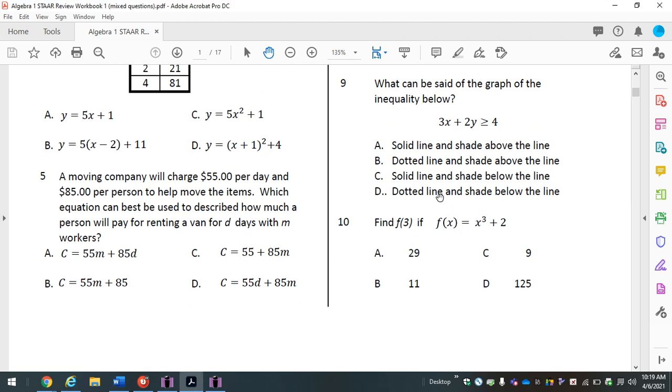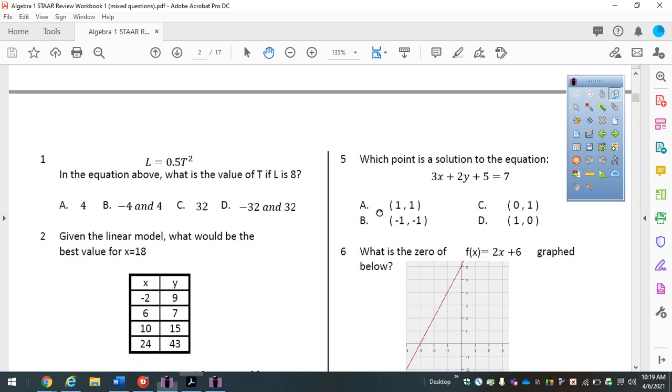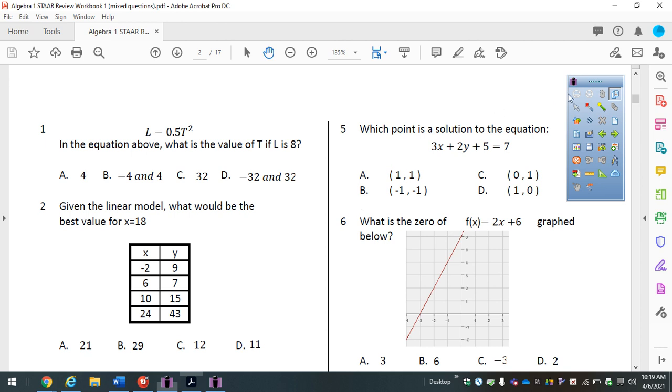This one says plug it in. This means right here that X is now 3, so you replace this with a 3. You have 3 to the third, to the cube, plus 2. It's a 7 workout today. They're really easy, guys. The same thing over and over again, and that's it.